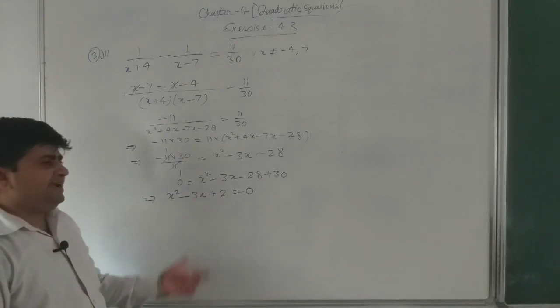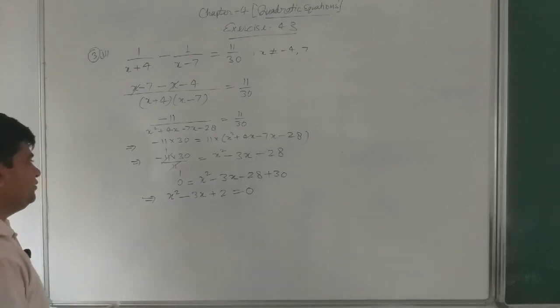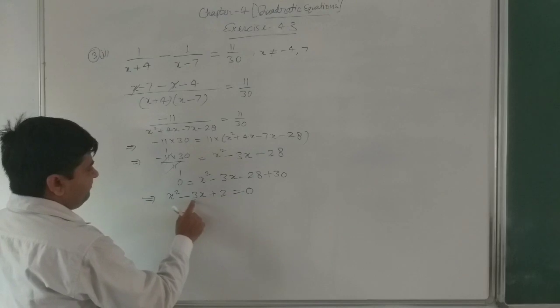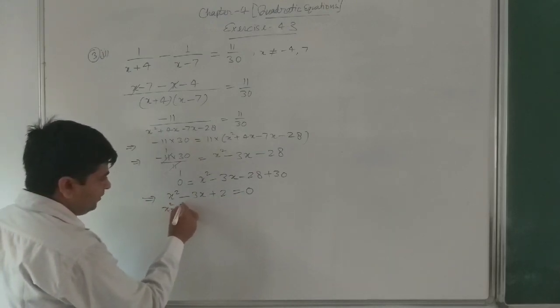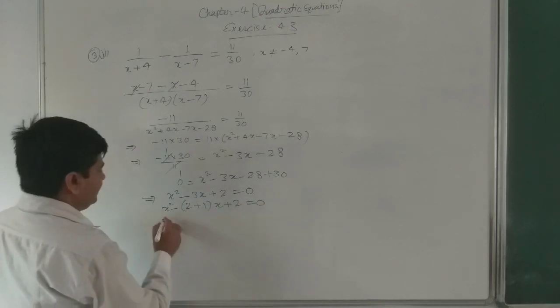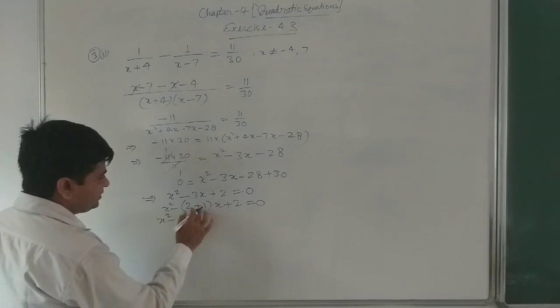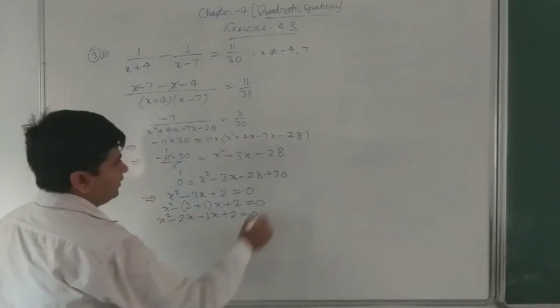We can solve it by any method, quadratic formula or factorization. Here factorization is easy, so we can use factorization, that is splitting the middle term. Factors of 2 which on adding give 3, so 2 and 1, 2 plus 1 is 3. Now x square minus 2 plus 1 into x plus 2 equals 0. That means on opening the bracket, x square minus 2x minus 1x and plus 2 equals 0.